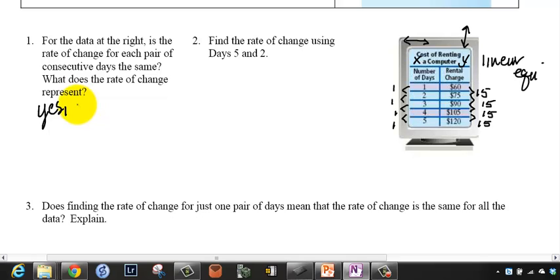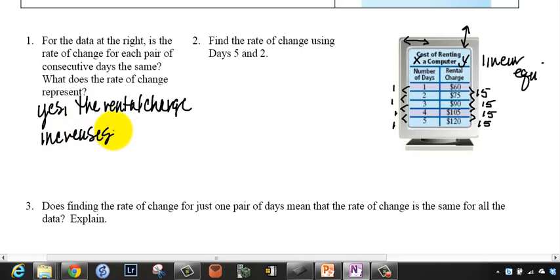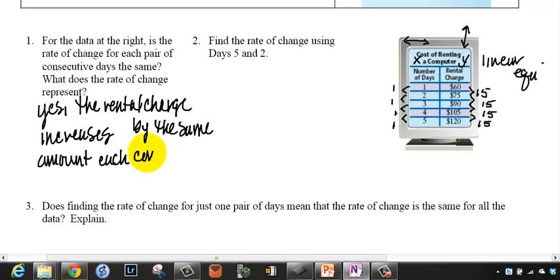So yes, the rental charge increases by the same amount each consecutive day. Right, so we've answered that first question.